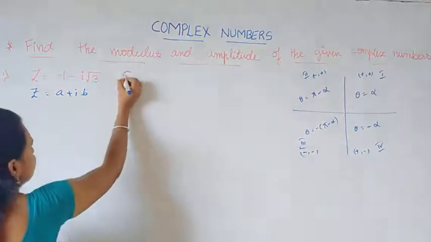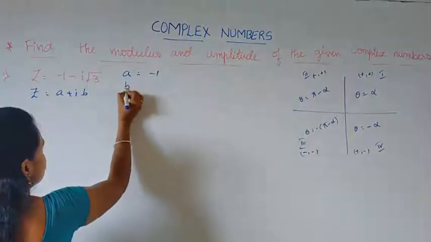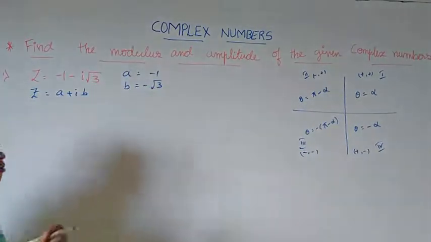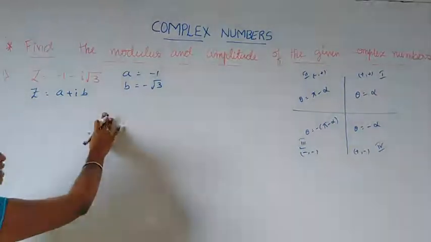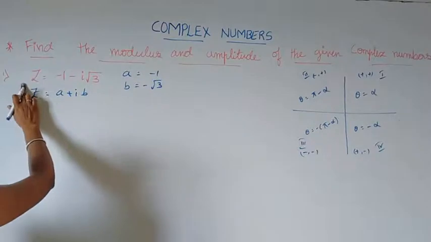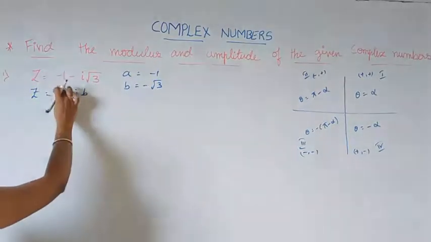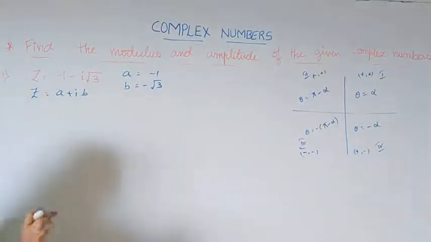So what is the value of a here? a is -1, right? And what is the value of b? b is minus root 3, right? Because the complex number general form is a plus ib. The given problem is like this: z is equal to -1 minus i root 3. So the value of a is -1, and the value of b is minus root 3.